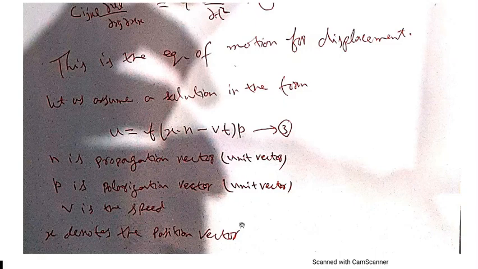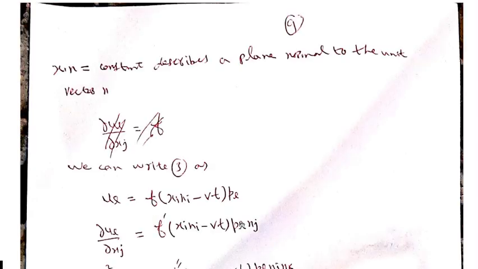Like that, when you have a sinusoidal wave, any point on the curve has a position vector from the origin, and that is denoted by x. Now, x dot n is basically a constant which describes a plane normal to the unit vector n.